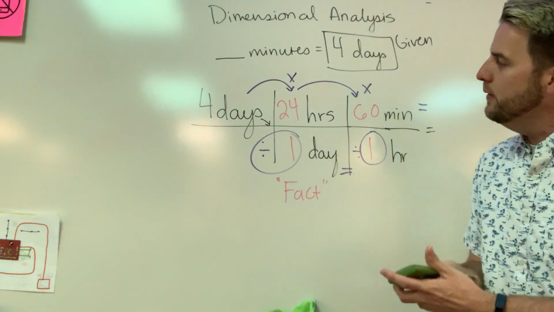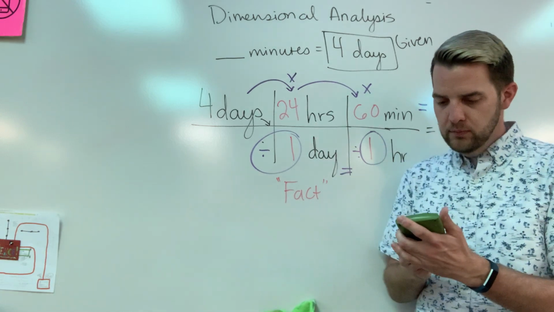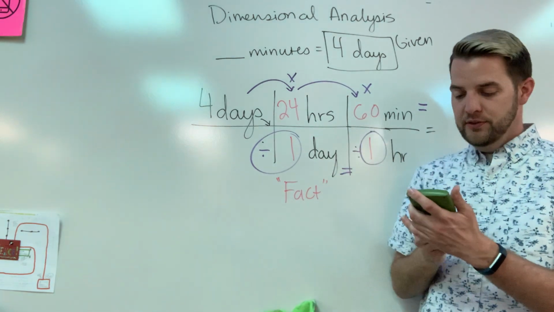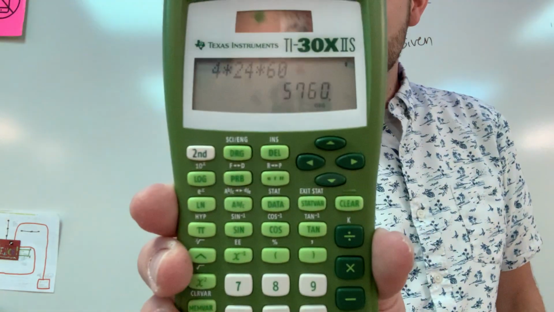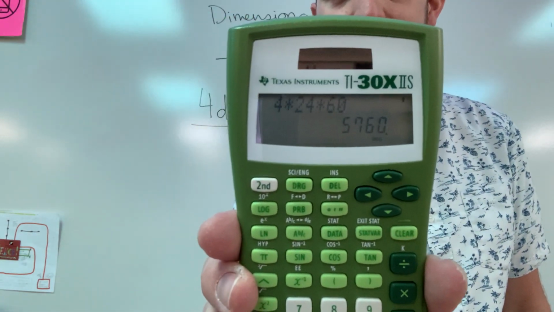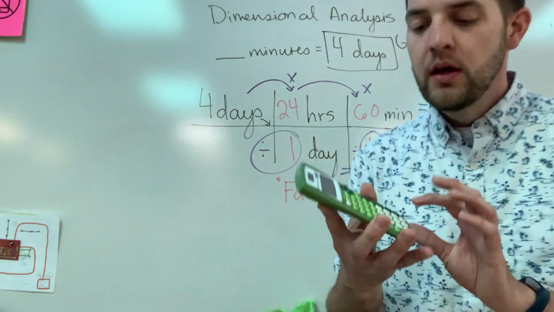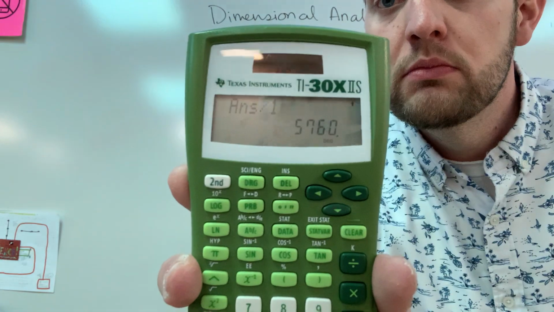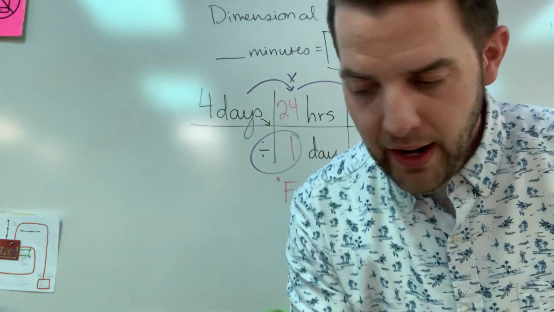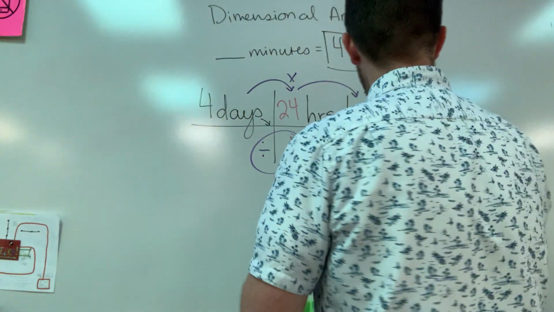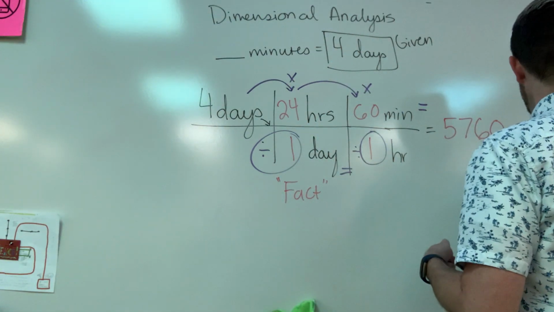So let's go ahead and run this calculation. So I'm going to do 4 times 24 times 60, enter, and I have a value of 5,760. Then I'm going to divide by 1, enter, divide by 1, enter. And I get a value of, like I said, 5,760 minutes.